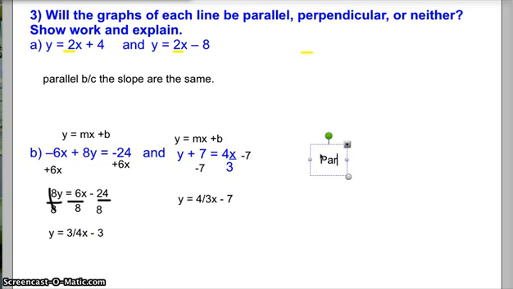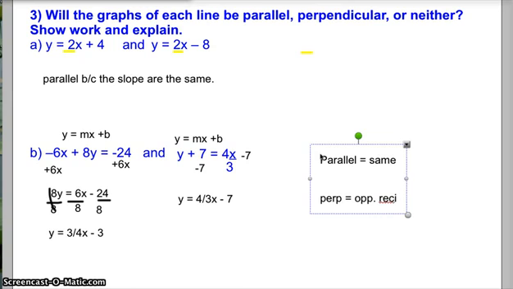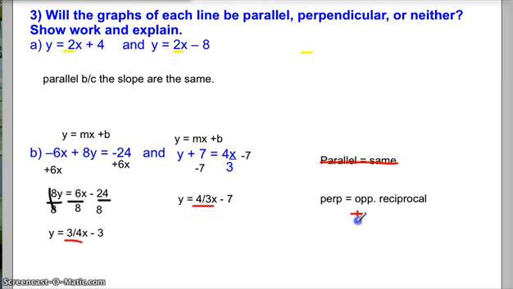So we're determining, will the slopes be parallel, meaning they're going to have the same slope, or will they be perpendicular, meaning they're going to have opposite reciprocal slopes. The slope of this first one is 3/4, and the slope of the second one is 4/3. They're not parallel. In order to be perpendicular, they need to be opposite, meaning one has to have a positive value and the other has to have a negative. Both of these have positive values, so they're not opposite.